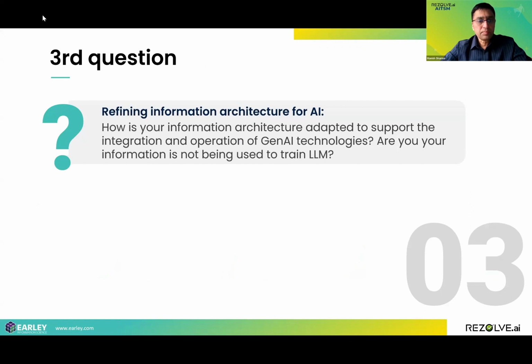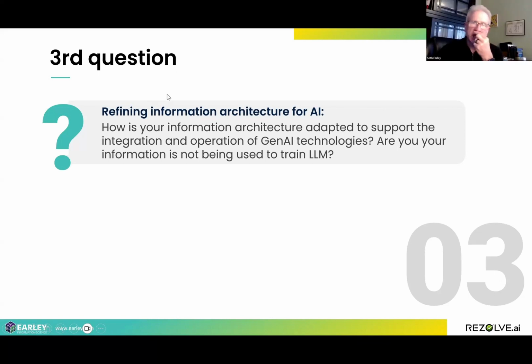The third question is, how do you refine the information architecture for AI? We have been talking about information architecture and have covered some basics, but do you want to give us a little bit more on why this is so important, and what the actionable item from a CISO perspective is here?